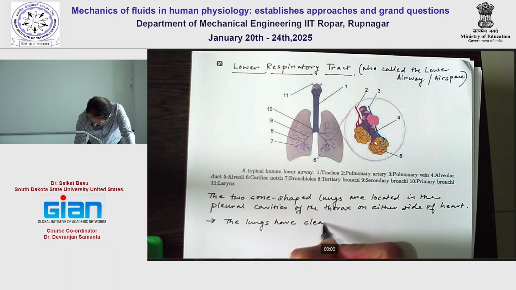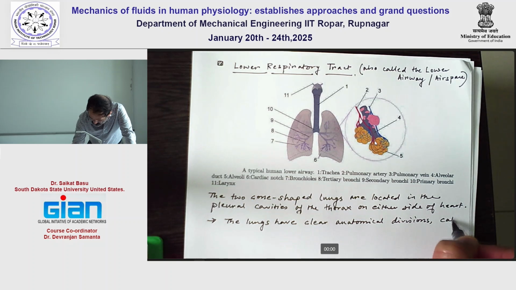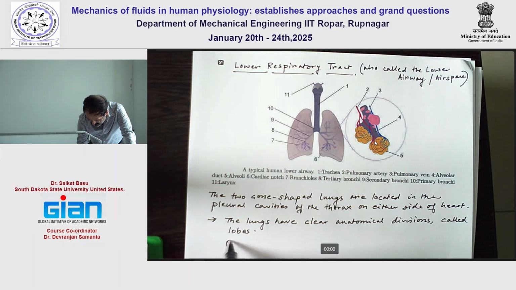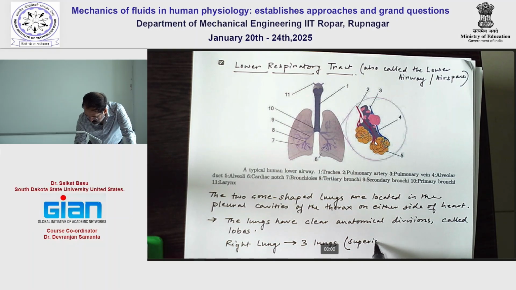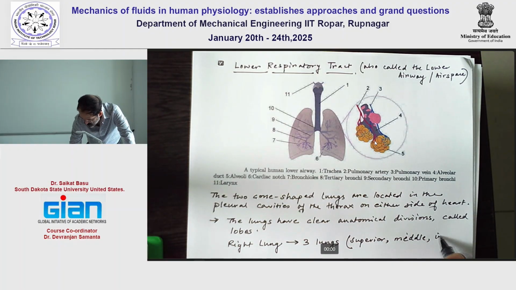So the lungs have clear anatomical divisions called lobes. The right lung has 3 lobes: the superior, which is the clinical term for upper, the middle, and the lower or the inferior.